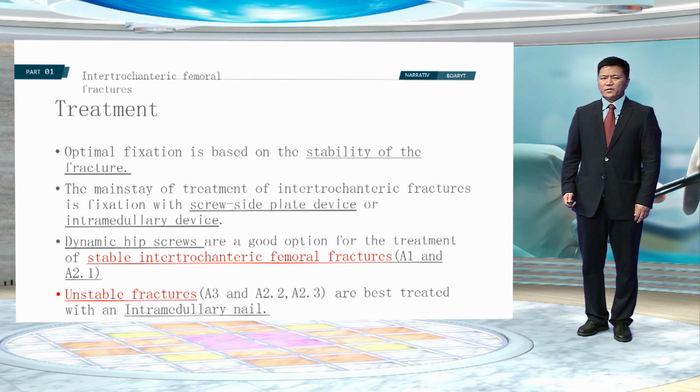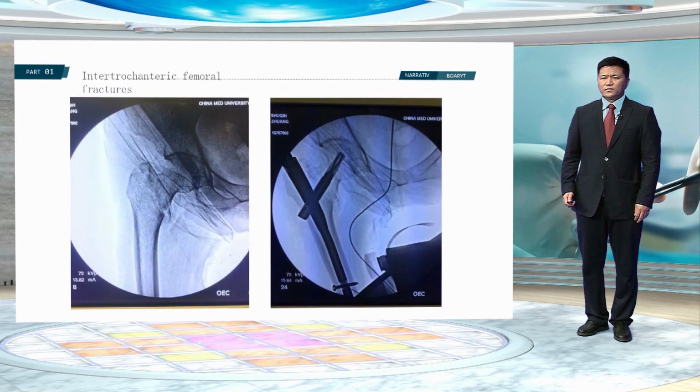We use dynamic hip screws to fix the stable group. And for the unstable fractures, usually we use intramedullary nails. This is the intramedullary nail.